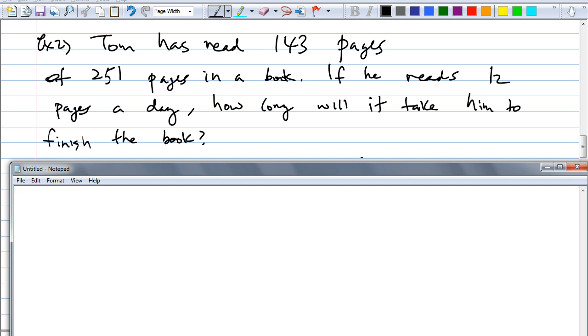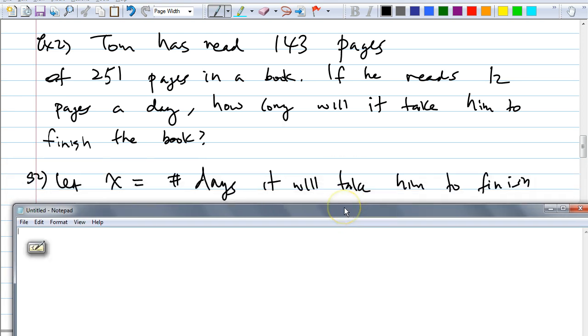So we're going to let x be what, class? Number of days it will take him to finish. Exactly right. Okay? And I see what you mean by the other could be another unknown, but you could actually figure this out from the problem, right? How many pages there are left, okay? Very good. So write that down. And of course now we're ready for step 3.